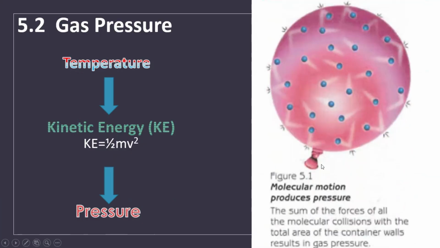Now, if we think of how you inflate a balloon, it's full of all these gas molecules. We blow in the air, and what makes that balloon have its shape is those molecules hitting the sides of the balloon. So the sum of the forces of all the molecular collisions with the total area of the container walls results in the gas pressure. The temperature and the kinetic energy make them move around really fast, and them moving around really fast makes that have pressure.